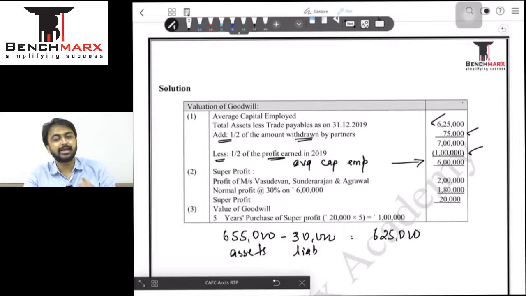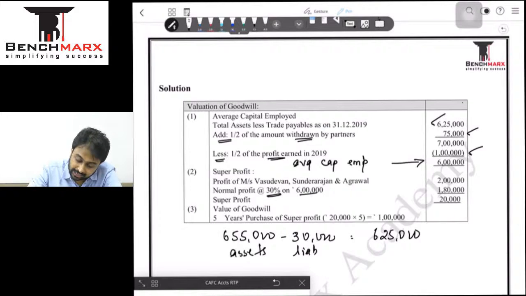Once we get average capital employed, the method is the same. Apply the normal rate of return on average capital instead of closing capital and compute the normal return. Normal return is to be compared with the actual profit. Where did it go? How much is your normal return? Okay, 1,80,000 is the normal return, 2 lakh is the actual profit.